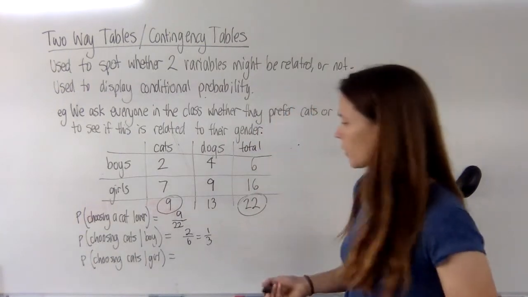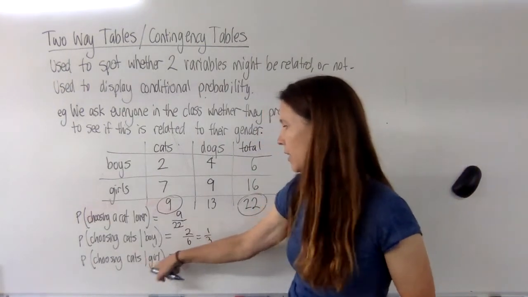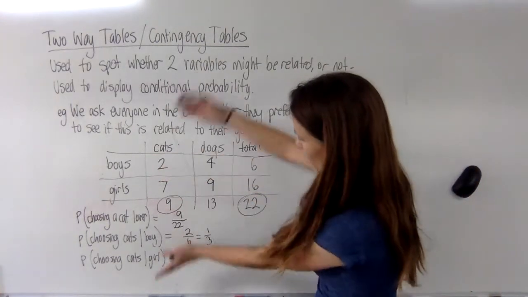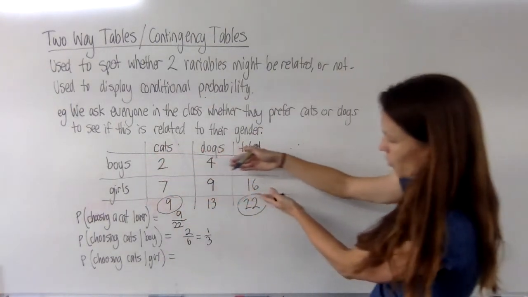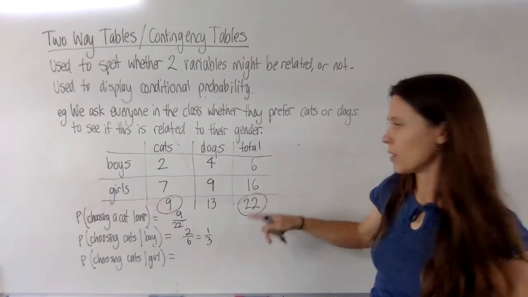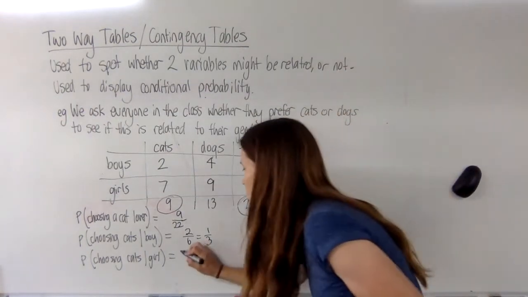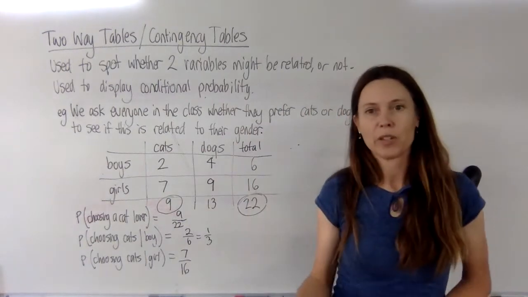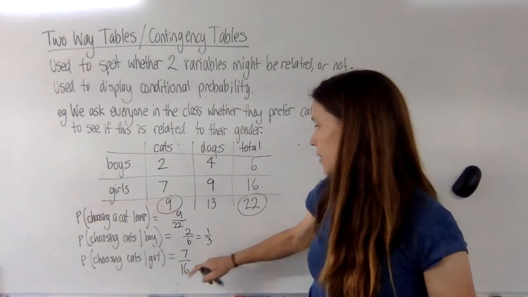And the chance of choosing a cat lover, given that we know we've chosen a girl, means that we're now ignoring the rest of the information except this row. There's 16 girls, and 7 of them like cats. So the chance of choosing a girl that likes cats, given that we know we've chosen a girl, is this.